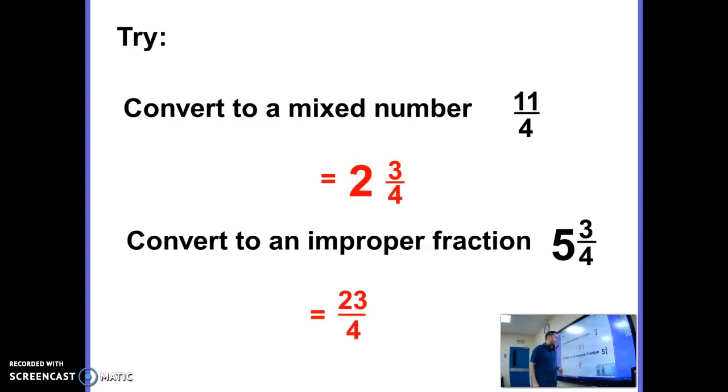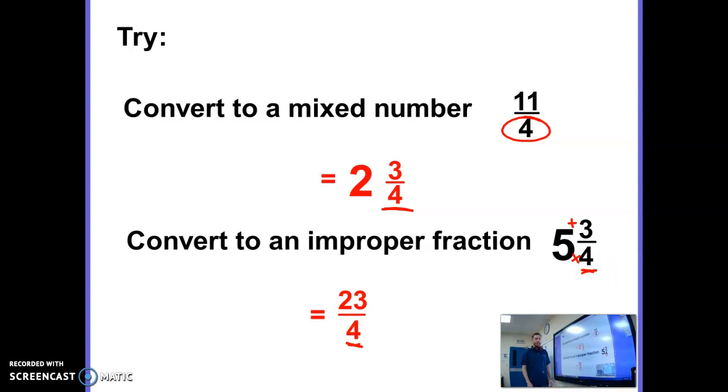Cool. And there are your answers. 11 over 4, we say how many 4's go into 11? That is 2, because 2 4's are 8, and there's a remainder of 3. So there are 2 whole ones, remainder 3, denominator stays the same. Alright, the other one, I multiply 5 by 4 is 20, add the 3 is 23, the denominator stays the same.